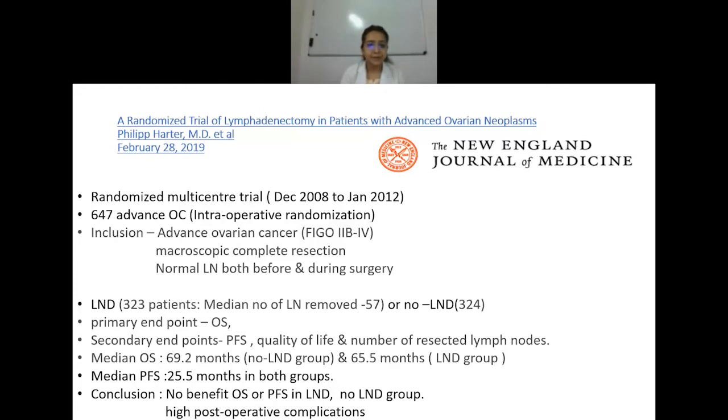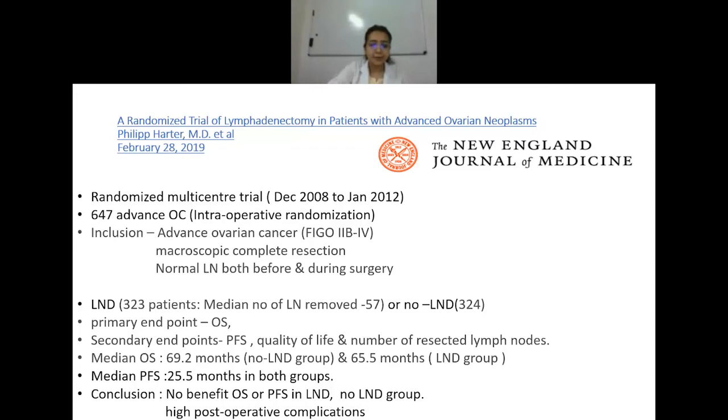The median overall survival was 69.2 in the no lymph node dissection group and 65.5 in the lymph node dissection group. Median PFS was 25.5 in both the groups. The conclusion was that there was no benefit in overall survival or progression-free survival in the lymph node dissection group versus the no lymph node dissection group. On the contrary, we saw that there were high post-operative complications.